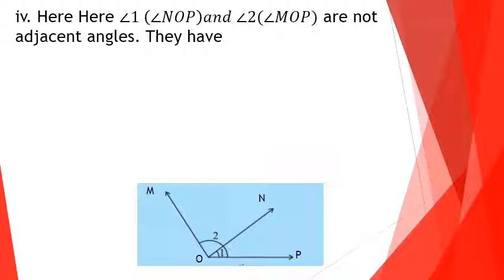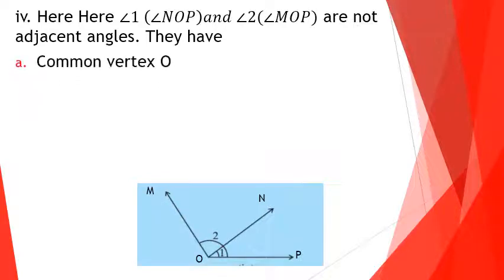Here angle 1 means angle NOP and angle 2 means angle MOP. Is it clear properly? Angle 2 is not angle MON. It is angle MOP, the bigger angle. The bigger obtuse angle is angle 2 and the small acute angle NOP is angle 1.